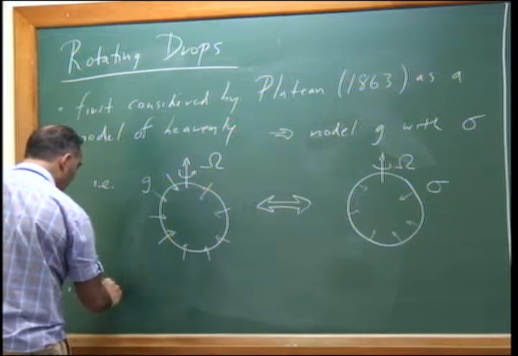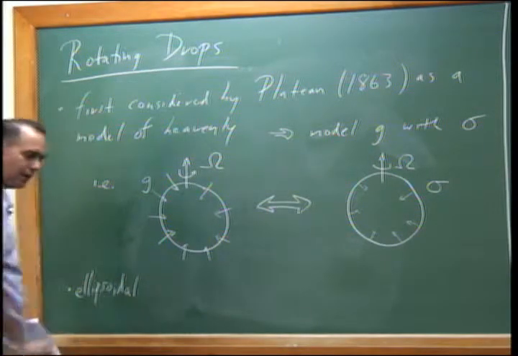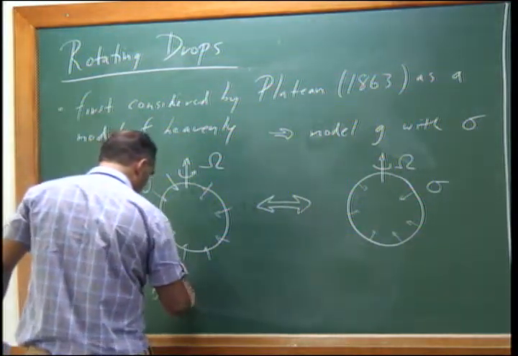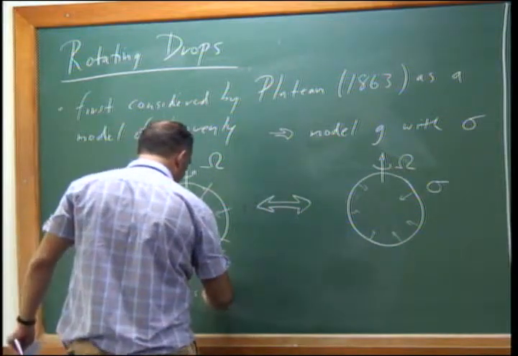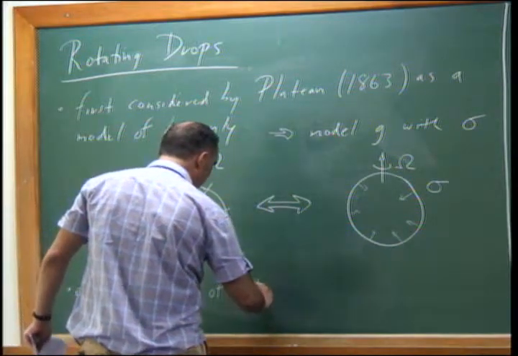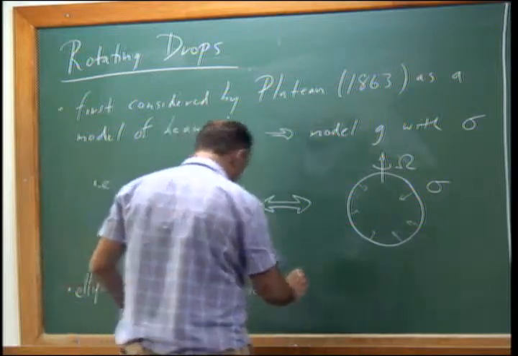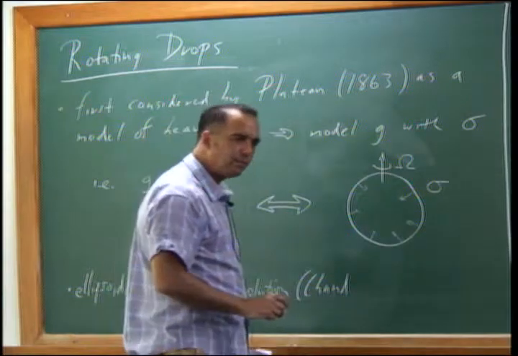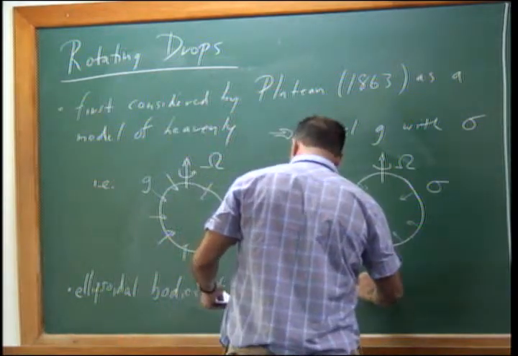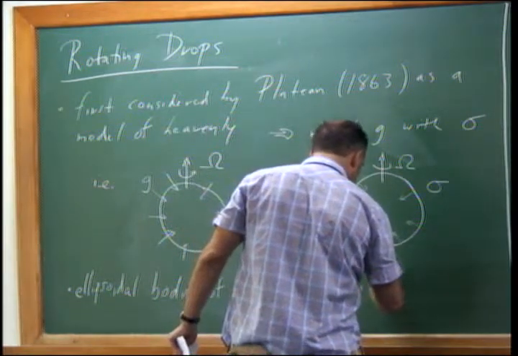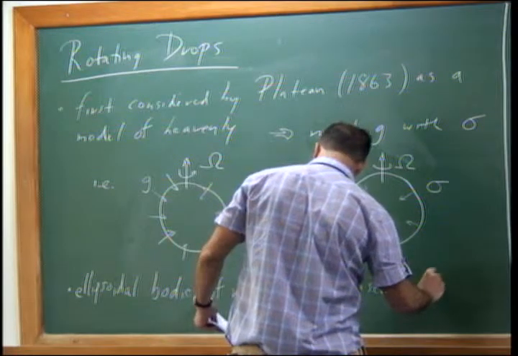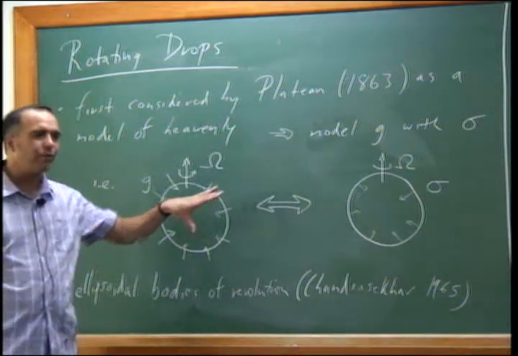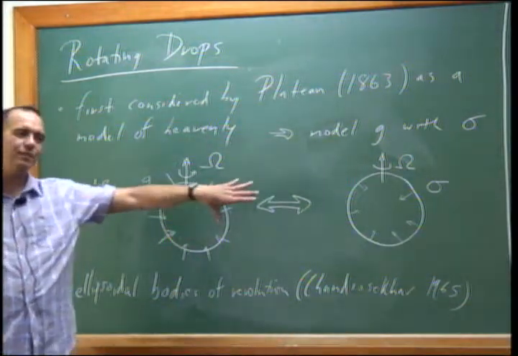There's a whole book because of the astrophysical applications of this: Ellipsoidal Figures of Equilibrium. This is a book by Chandrasekhar, who's one of the few fluid mechanicians to have won a Nobel Prize. This is a very nice book. And it turns out the progression of shapes you get is the same in these two systems.